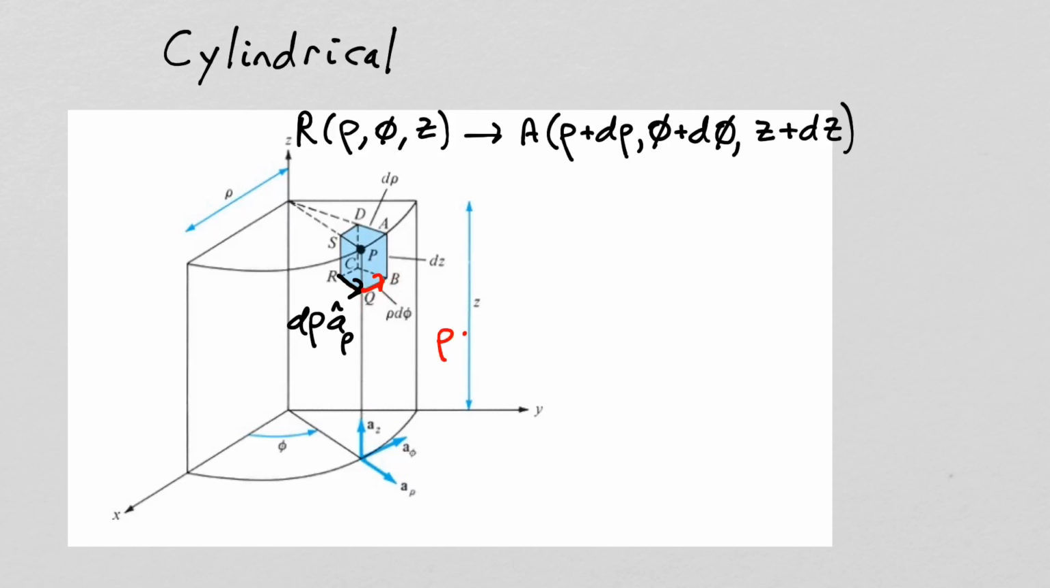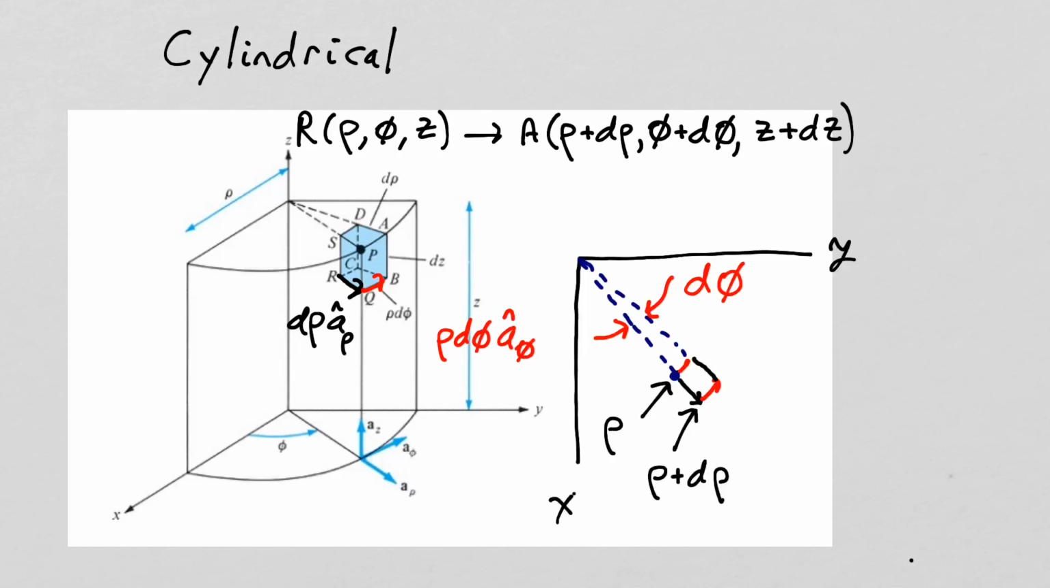Here is a view looking down on the top. So point R here is at this point with component value rho, and point Q here is at this point with component value rho plus d rho. So when phi changes by an amount d phi, we sweep out an arc length. So this arc length here is really our radius, rho plus d rho, times the angle we're sweeping in radians, d phi.